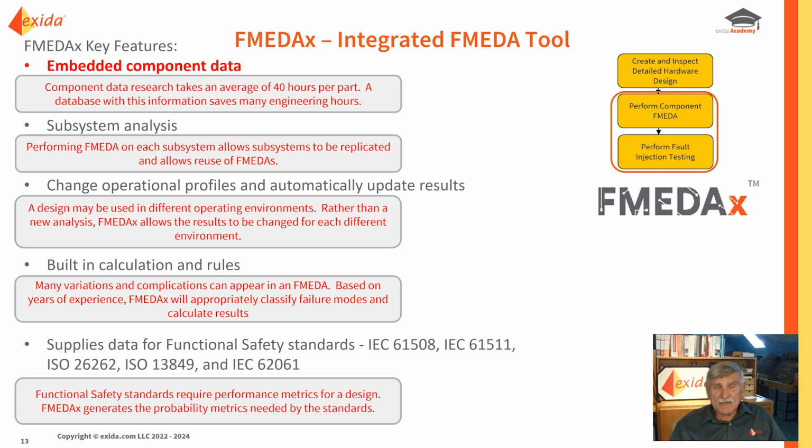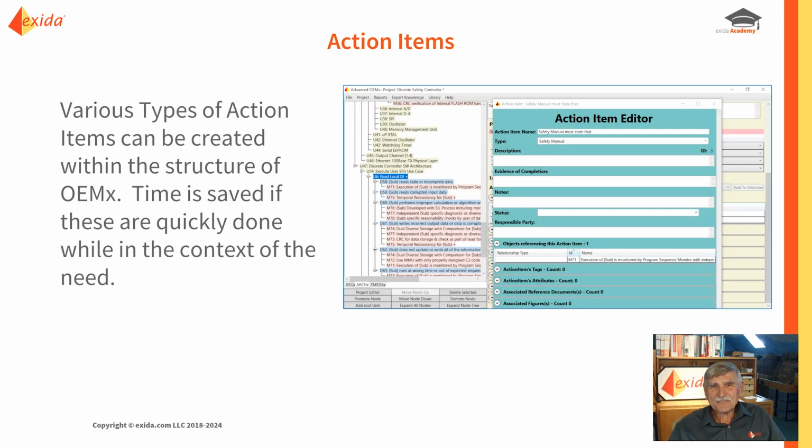FMEDAx also has, obviously, the built-in calculation rules to show the 61508 family of failure metrics and the ISO 26262 family of failure metrics. The action item editor is an important thing because it's inevitable that there will be issues where decisions could not be made during the analysis meetings. Action items can be created and tracked to completion.